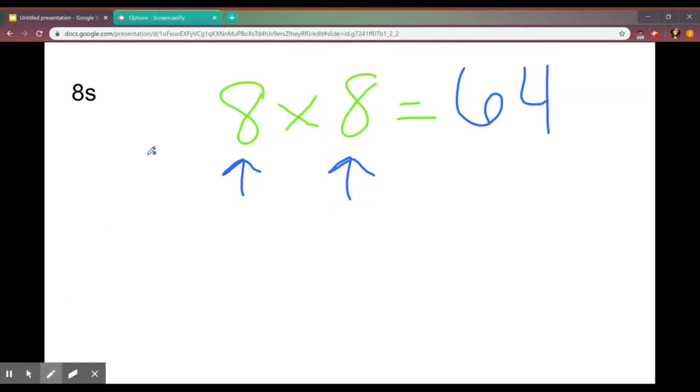So while you're doing multiplication problems, just keep your strategies in mind and continue practicing them. Practice makes perfect.